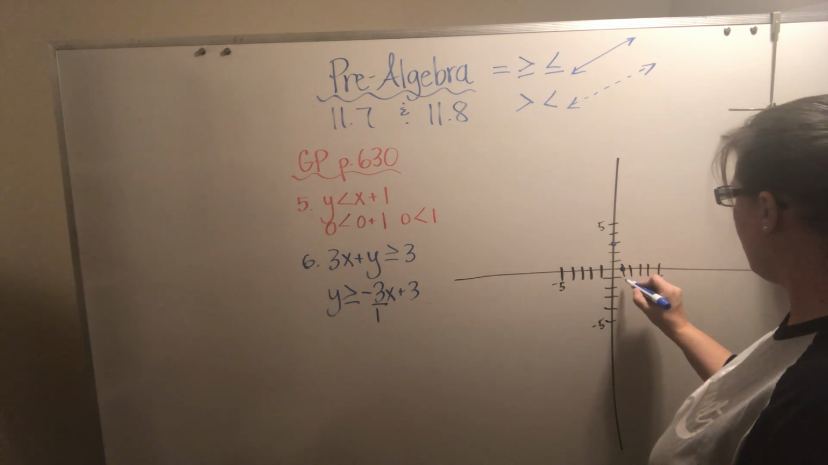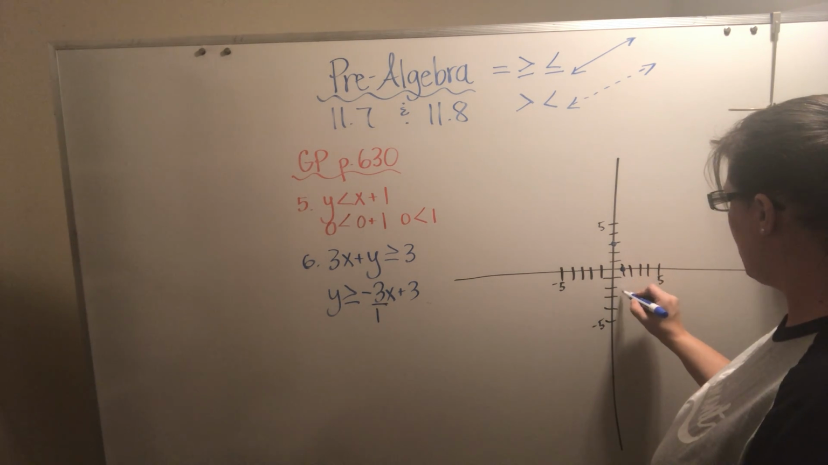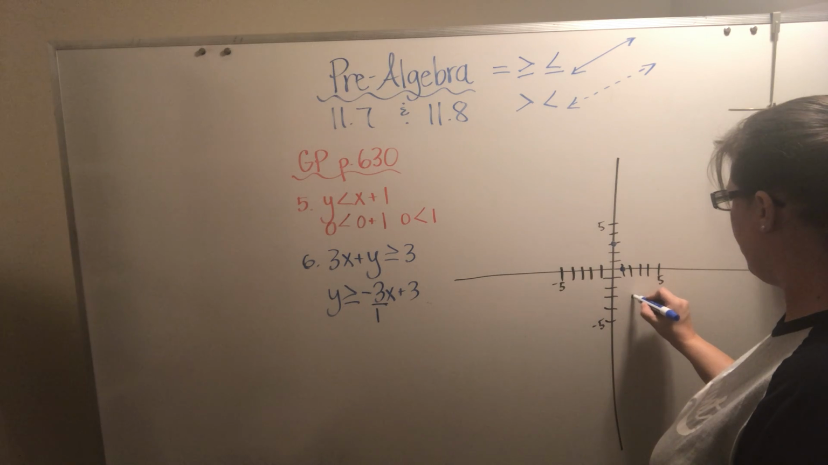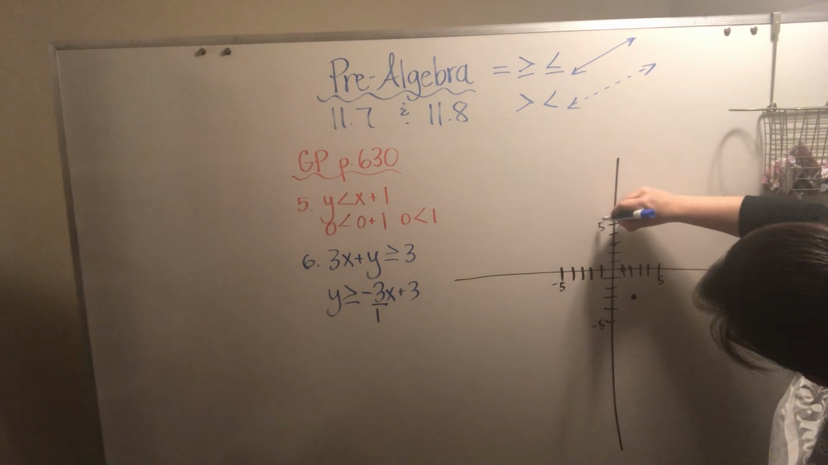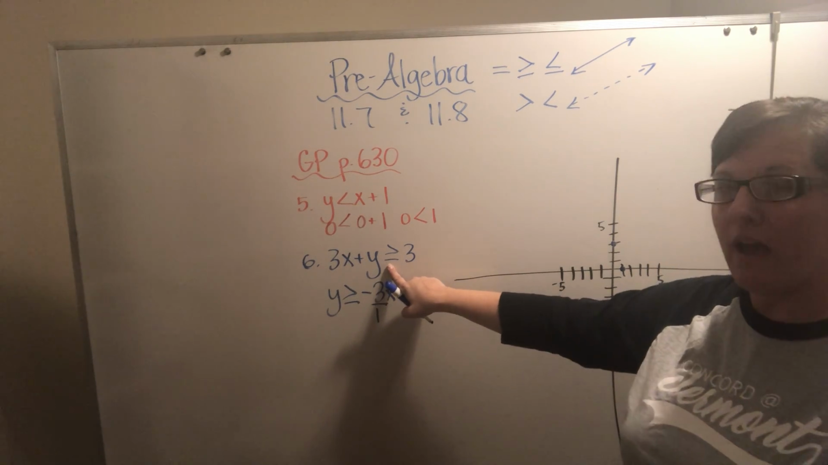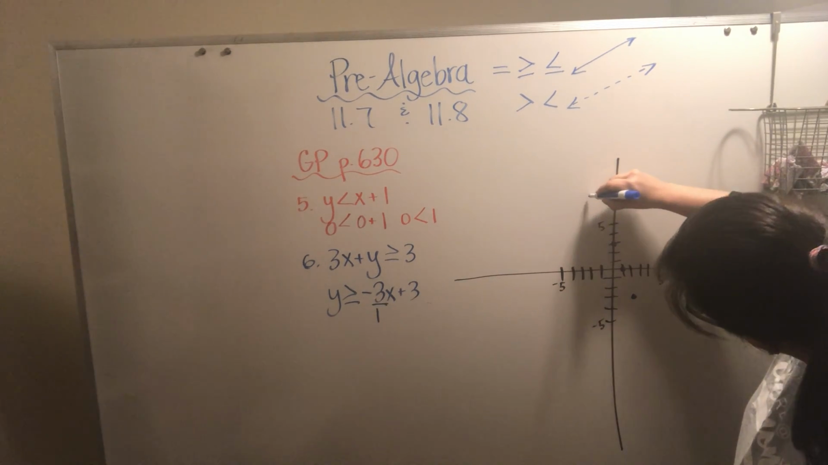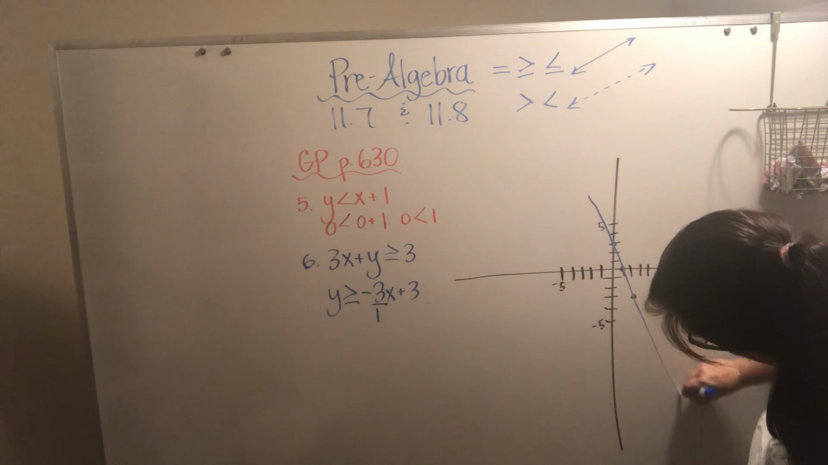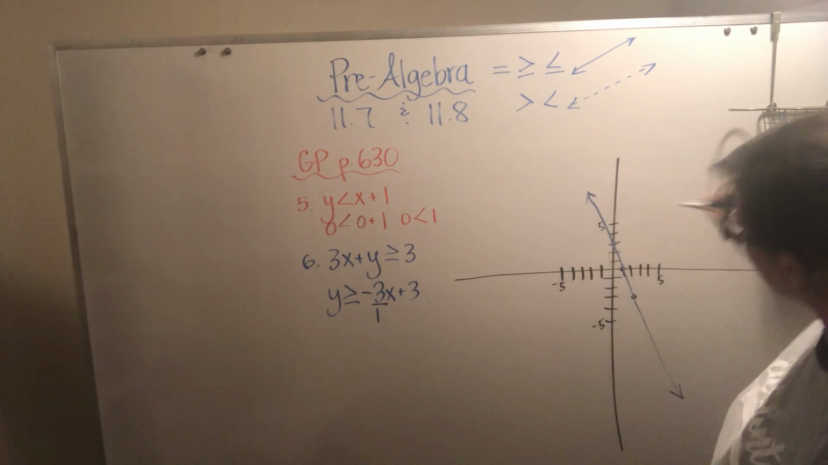Okay, I can go down 3 and over 1 from there too, and over 1. Okay, and again, you're going to graph this line. Now, I'm paying attention this time. I do have the equal to sign, so this graph is a solid line. Okay, solid line there.